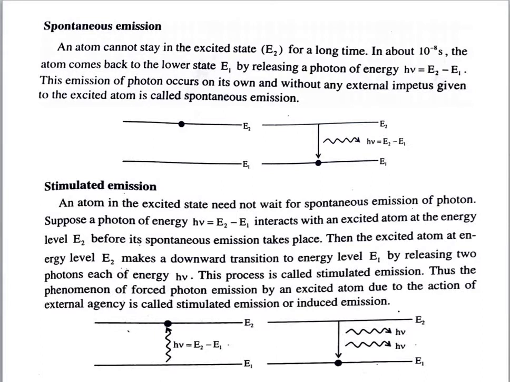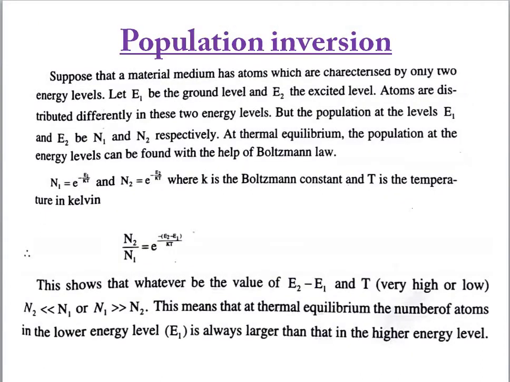Okay. And one important property for producing laser is population inversion. It is one of the important properties to achieve lasing action. So a laser will work only if there is a population inversion. Okay, what is population inversion?